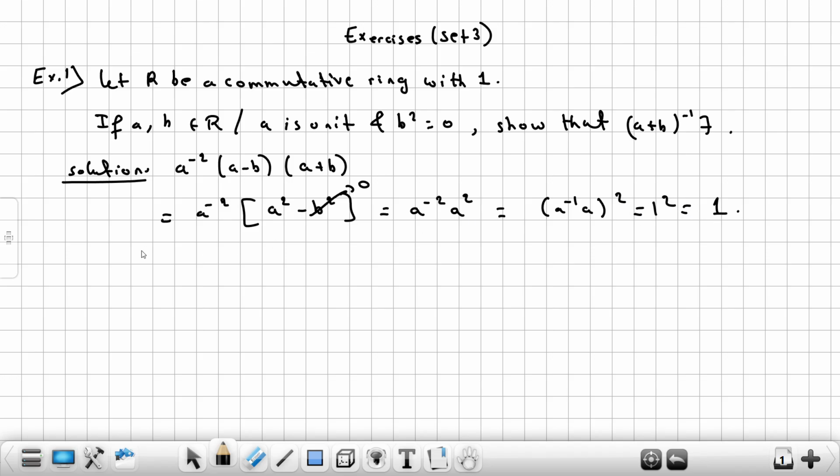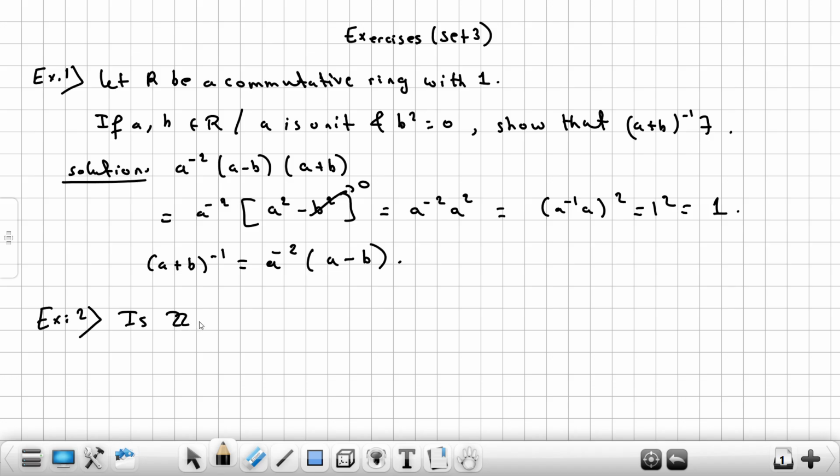And this establishes that the inverse of a plus b exists and is equal to (a inverse)^2 multiplied by (a minus b). This is the first exercise. The second exercise is asking about Z6.